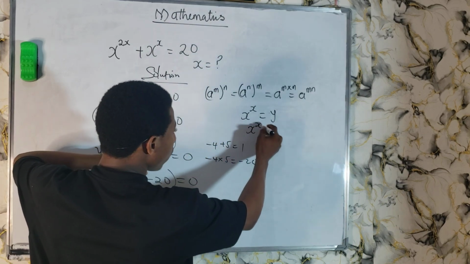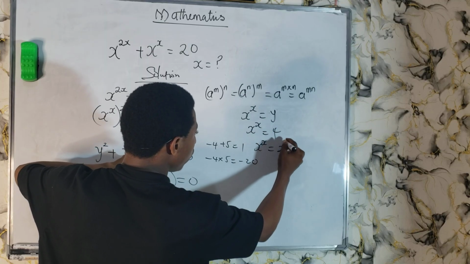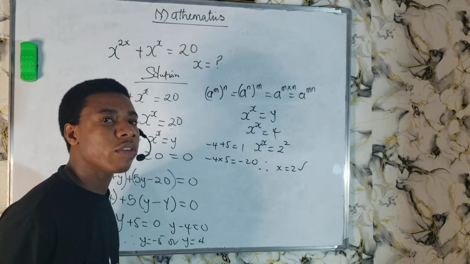So x raised to the power x equals 4, and this 4 I'm going to split into 2 raised to the power 2. Therefore x equals 2, and this is the correct answer to the question.